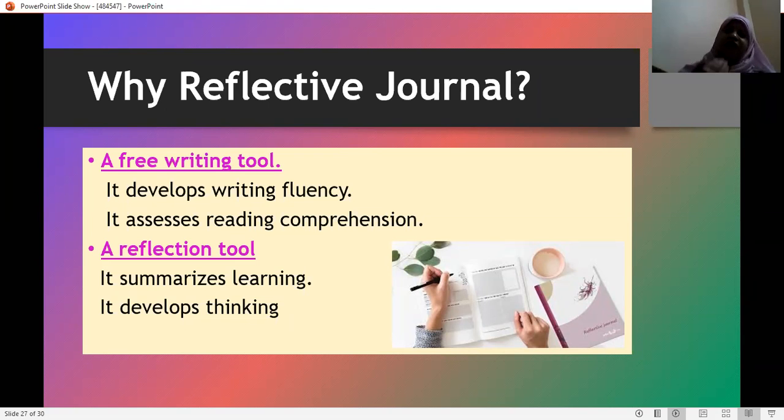Maybe you will fix accuracy with another task. It's good for reading comprehension. It summarizes learning and it develops thinking. Because in the journal, you will tell how you have changed your mind before and after the seminar.